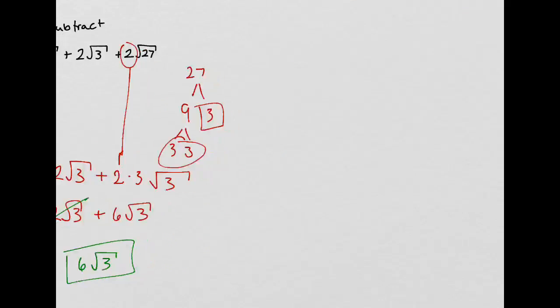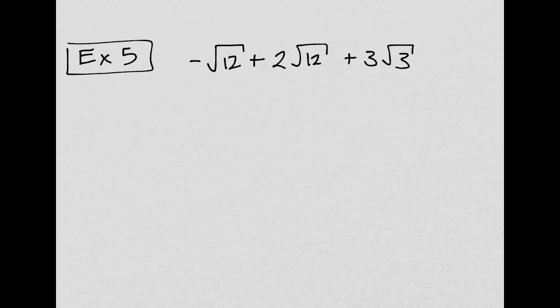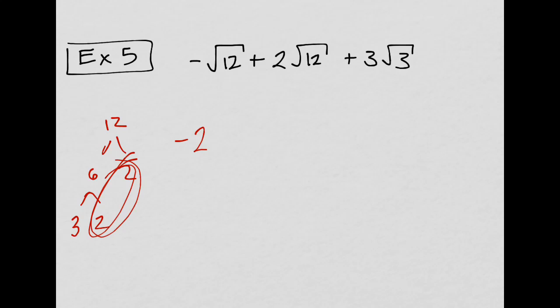That's it. I will do more examples. Here, I can break down the 12s, so I will do that. 12, that's just 6 times 2 and 3 times 2. That goes on the outside. There's a negative there, don't forget that. Negative, and then 2 from there, and 3 on the inside.